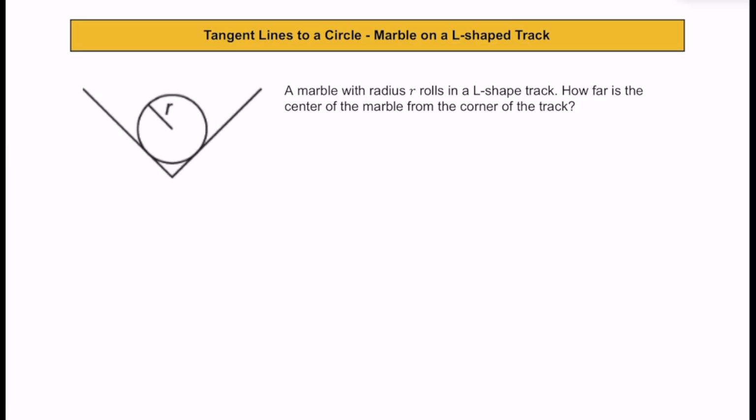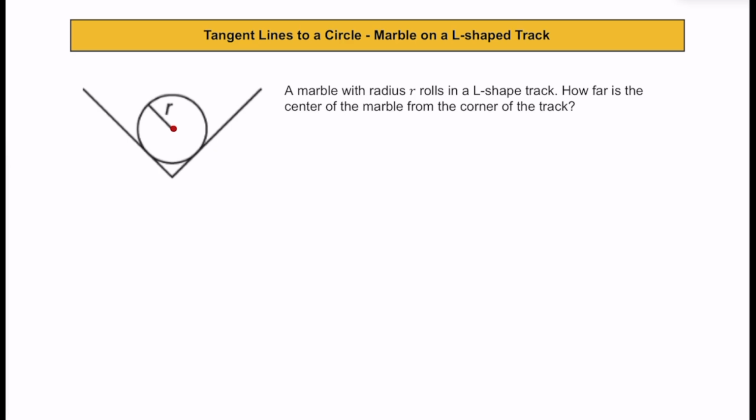Let's apply our understanding of tangent lines and circles to solve this problem together. We have this marble that has a radius of r and is going to be rolling along an L-shaped track. The question is, how far is the center of the marble from the corner of the track?